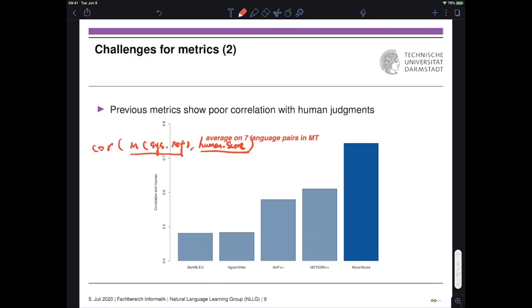MoverScore is our work, and we see the previous metrics clearly have very poor correlations with human judgments, right? And we speculate that the reason is because these metrics only count word overlaps, but they don't consider the semantic changes between system translations and human references.